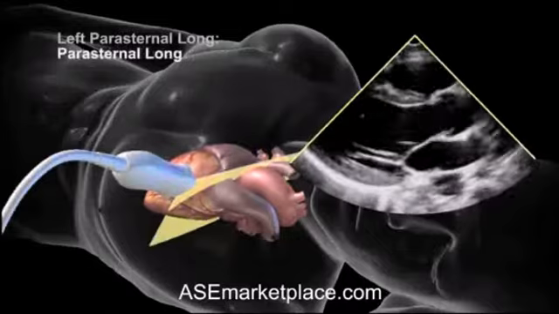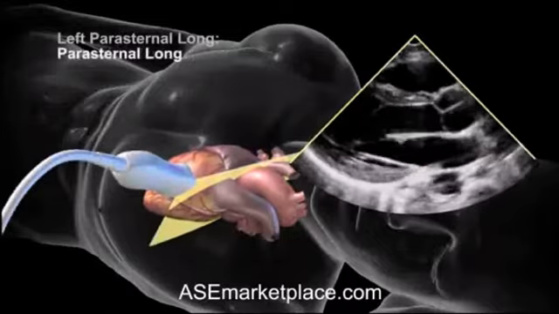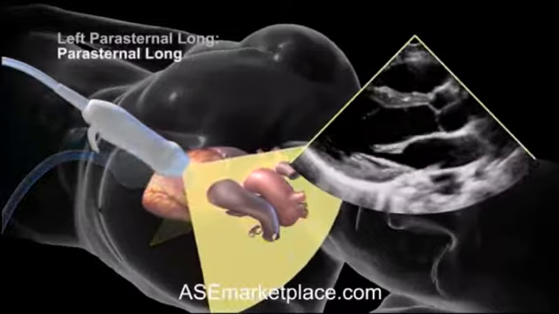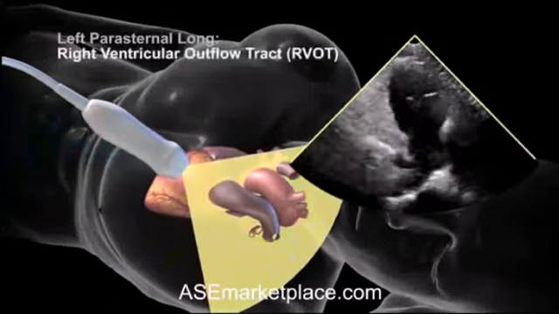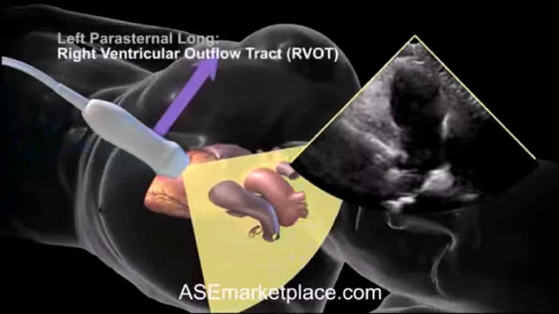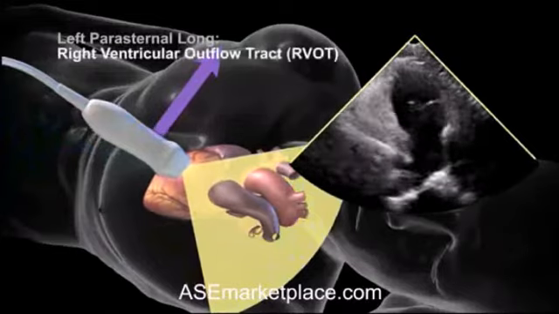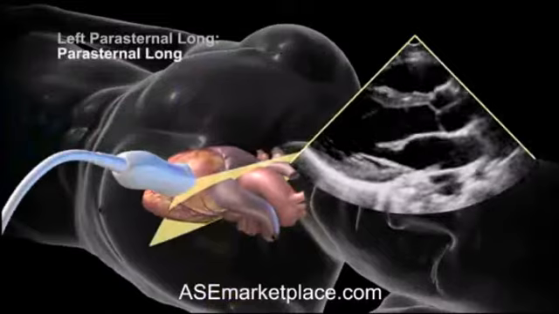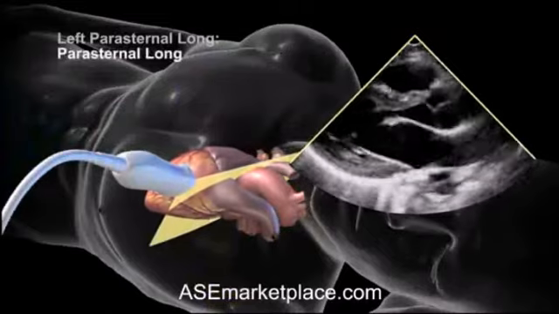Finally, and starting again from the parasternal long view, the transducer is angled towards the patient's right hip to acquire the right ventricular outflow tract, or RVOT view. Notice that the indicator is still pointing towards the patient's right shoulder. Now we will look at each view to demonstrate the anatomic structures visualized.